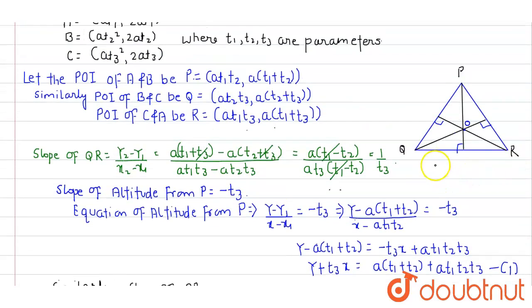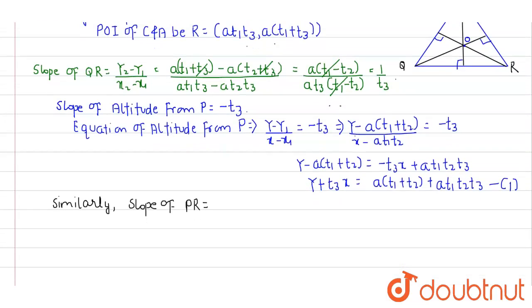So the slope of PR will be what? You see Q and R, the slope was 1 upon T3, so the slope of P and R will be 1 upon T1. Getting it or not? So it will be 1 upon T1. You can check the calculation. So the slope of the altitude from Q, which is perpendicular to PR, will be minus T1.